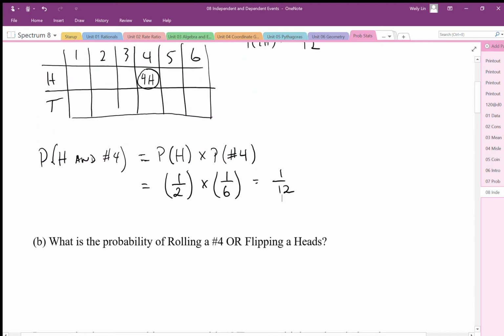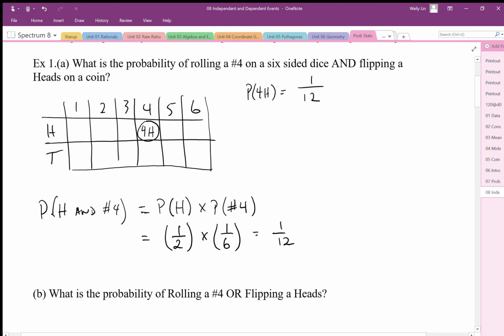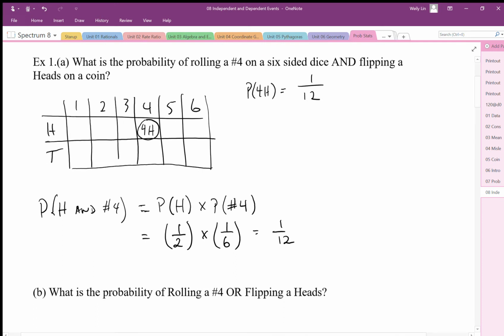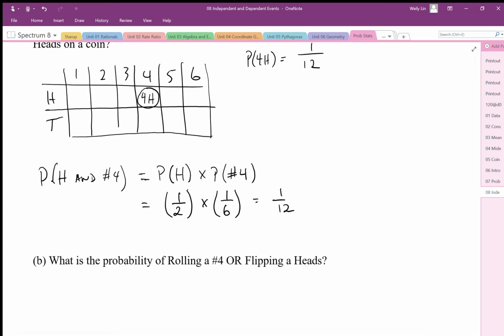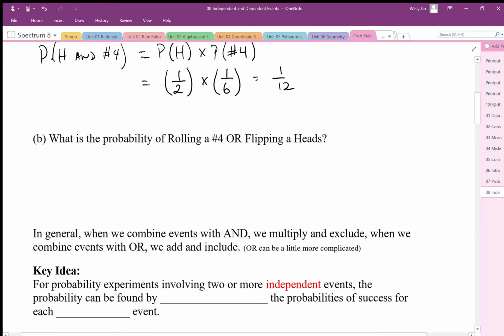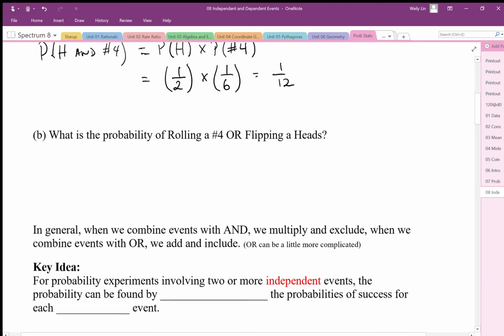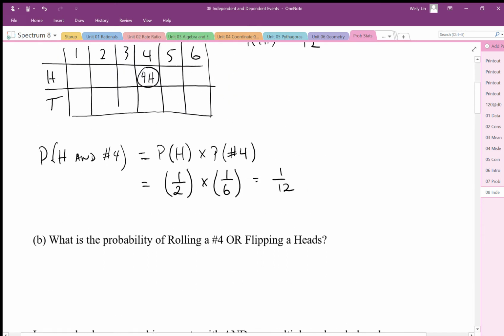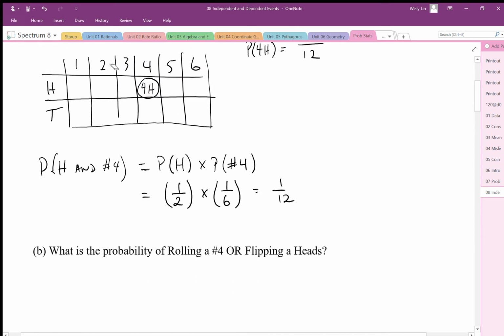So we want to contrast this idea with a situation where multiplying probabilities doesn't quite work, and where we should see that the sample space is always going to be our most reliable way of doing it. So what's the probability of rolling a number 4 or flipping a heads? Now, I can actually still use my same sample space. I have two events here, and I'm just going to highlight it.